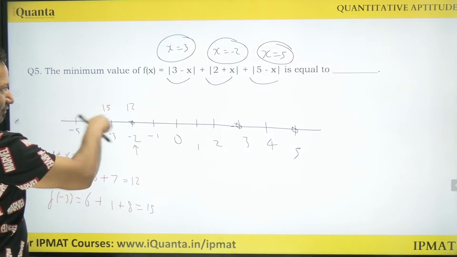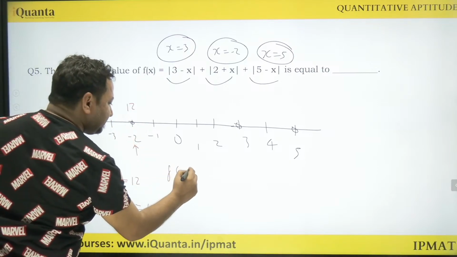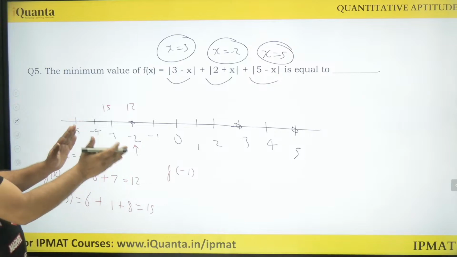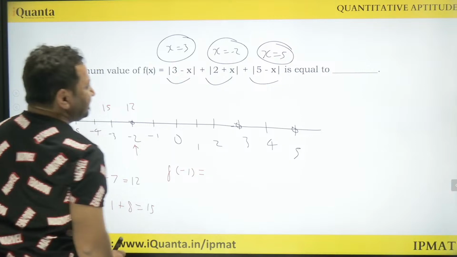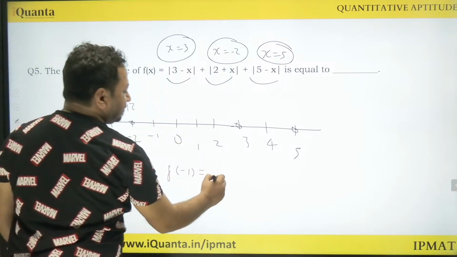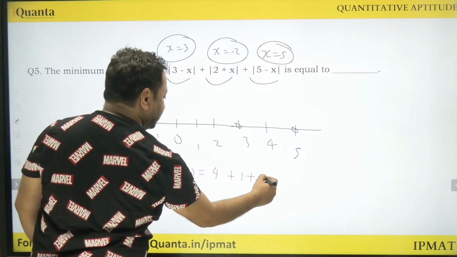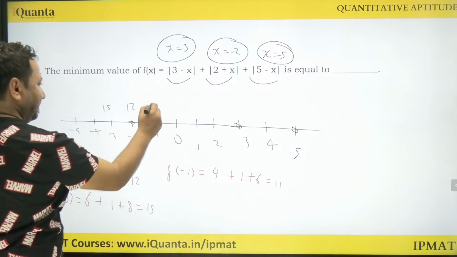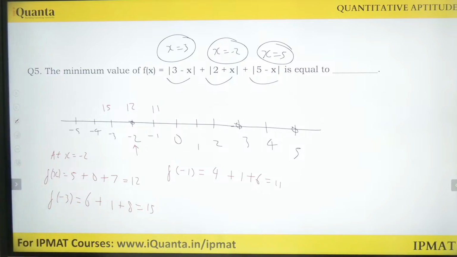Okay. So the value is decreasing. What is f of minus 1, across minus 2? Watching the values. For minus 1, if I put minus 1 here, this becomes 4 plus 1 plus 6. That is nothing but 11. So here it becomes 11. So as you can see, the value is decreasing.